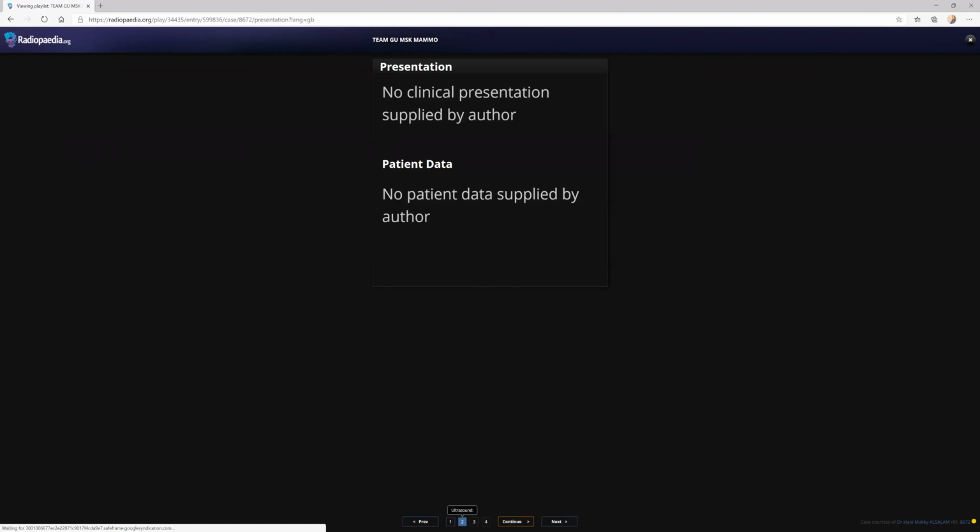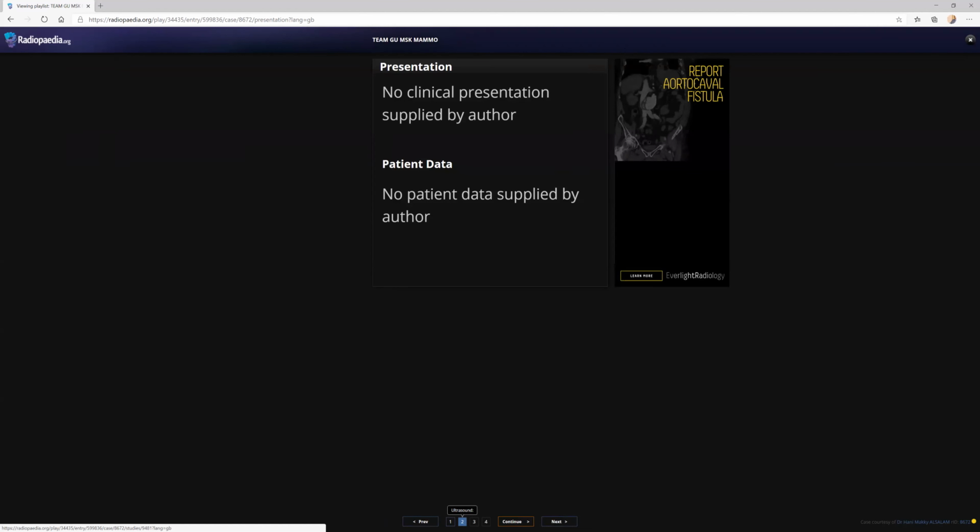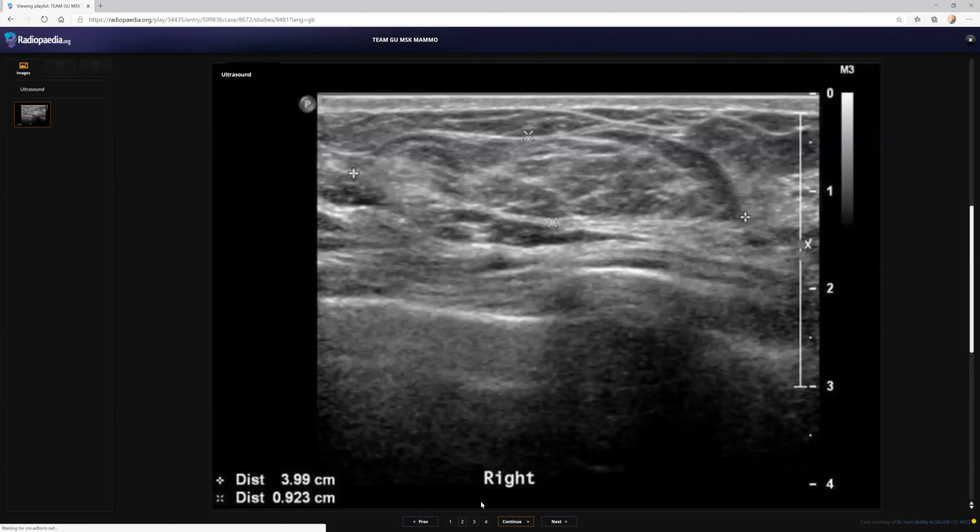We can compare with the STIR images or some other images for further confirmation.